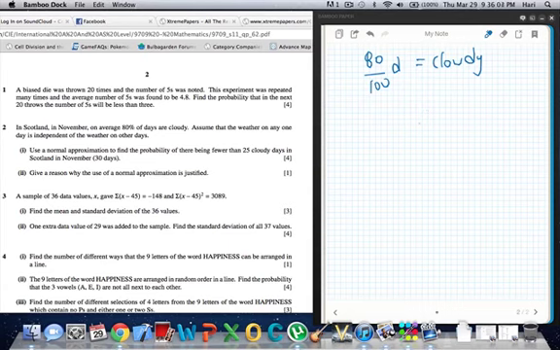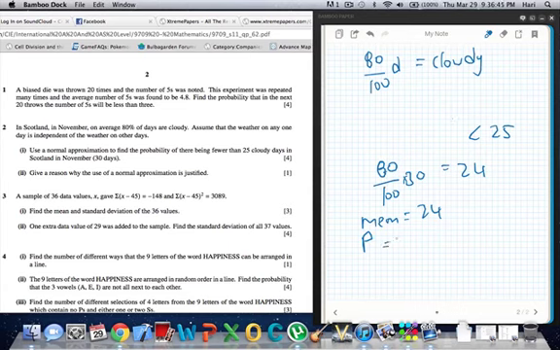Use a normal approximation to find the probability of there being fewer than 25 cloudy days in Scotland in a November of 30 days. So November has 30 days. When they say that 80% of the days on average are cloudy, you know that 80 by 100 of 30 are cloudy, so that would give you 24 days on average, and so your mean number of days would be 24. In this case you would use the binomial theorem and a combination of normal distribution too.